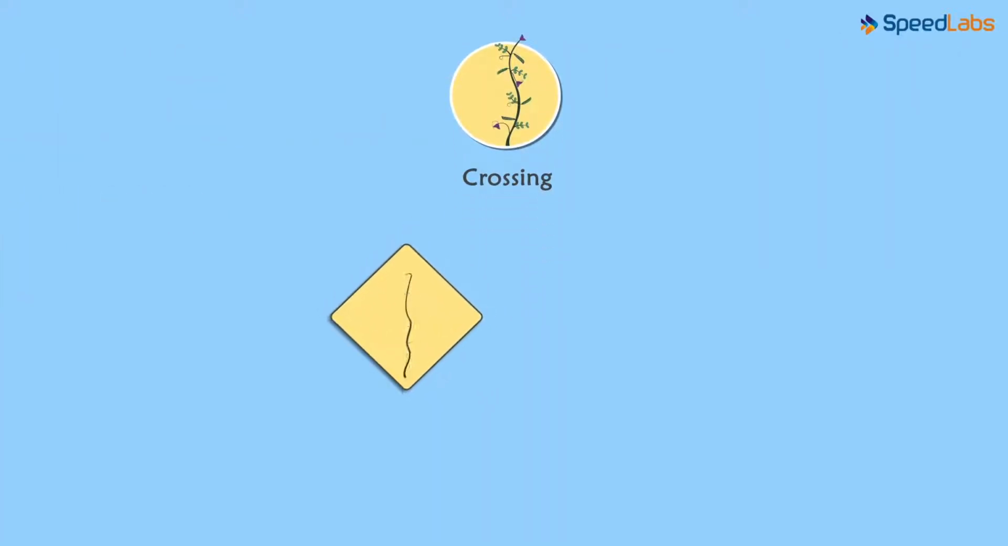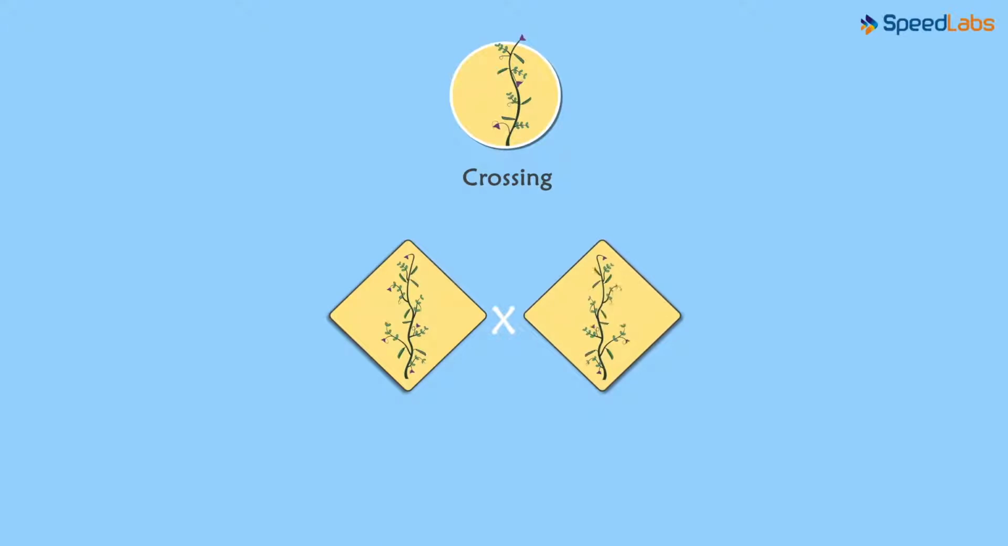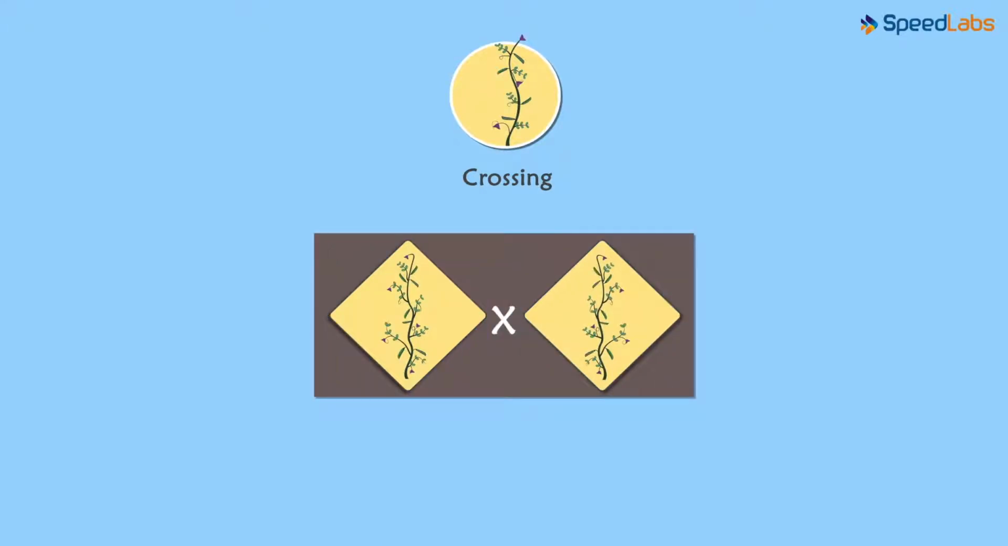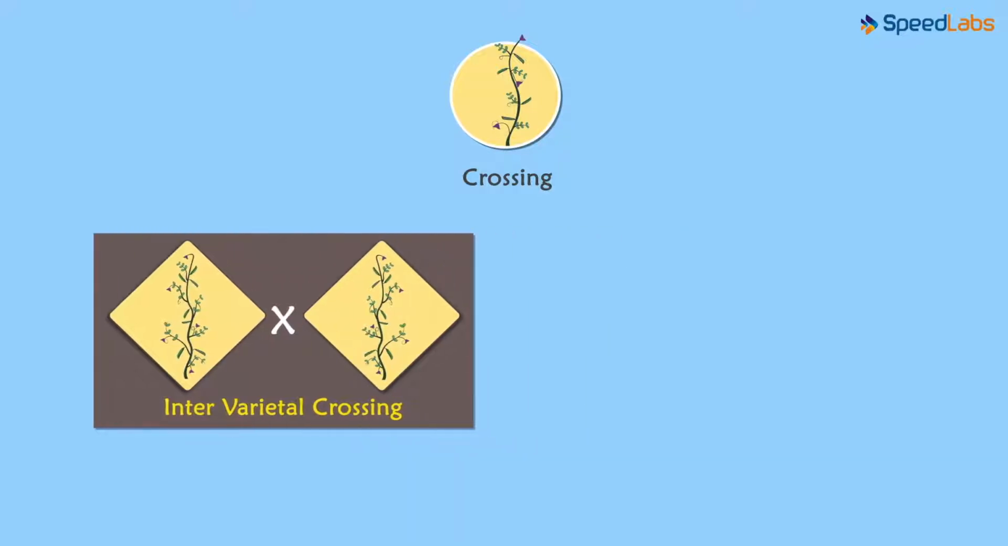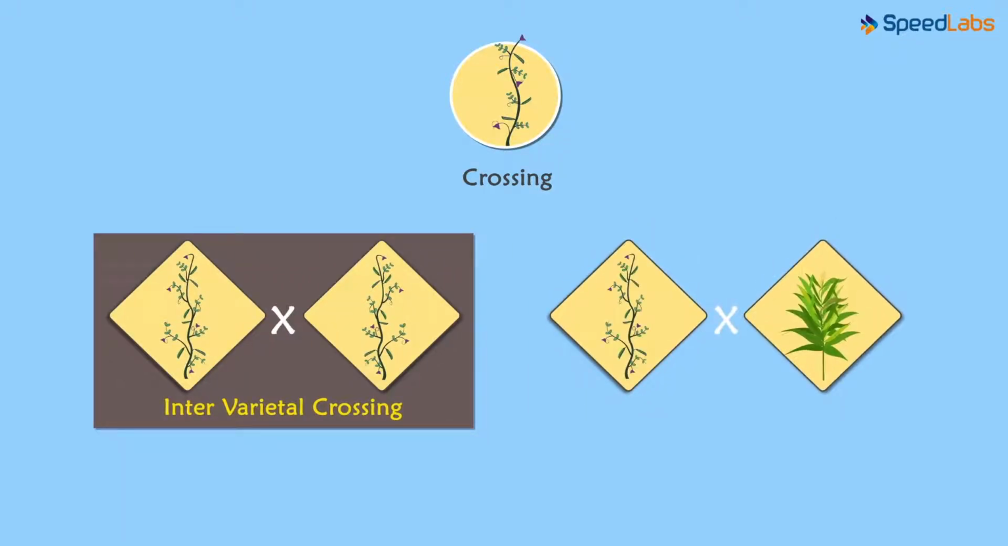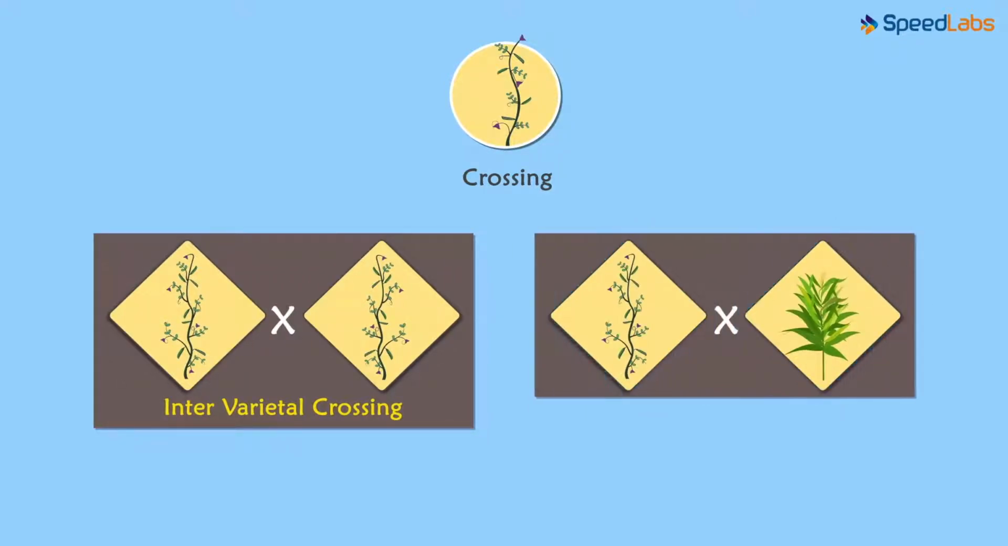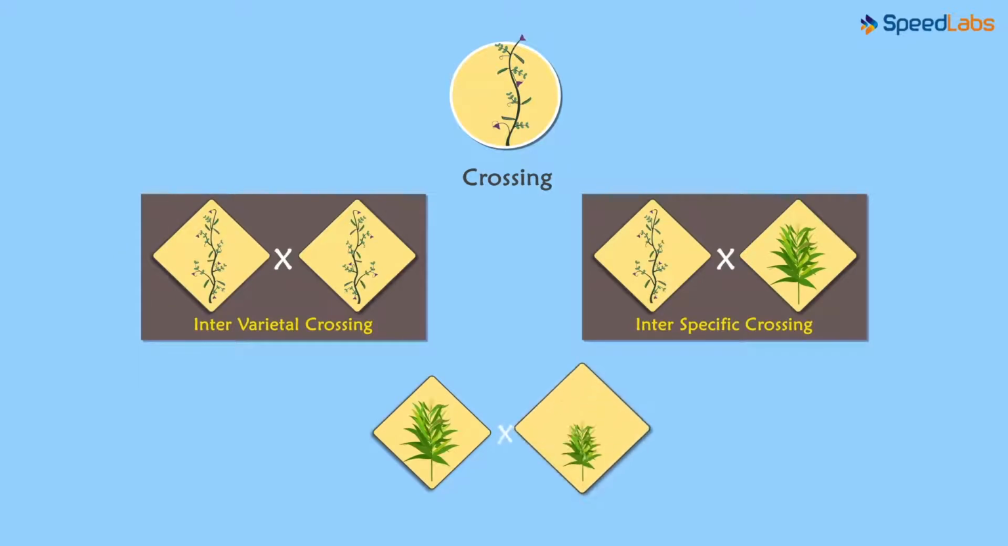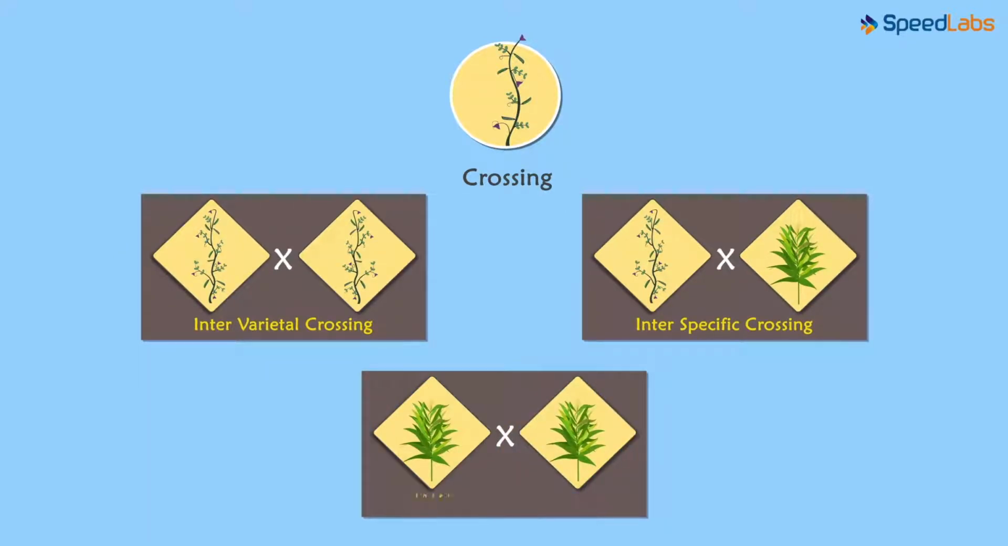One way, as you learnt, is to cross 2 different varieties of plants. We call it intervarietal crossing. Second, could it be the crossing between 2 plants of different species? Yes, we call it interspecific crossing. What about the third type? The third type of crossing is between different genera. It's called intergeneric crossing of plants. What will such crossing give us?